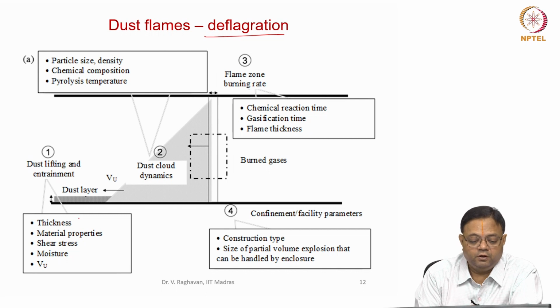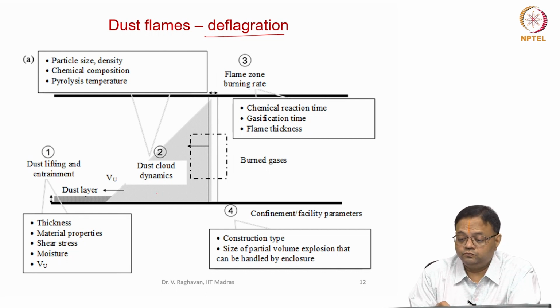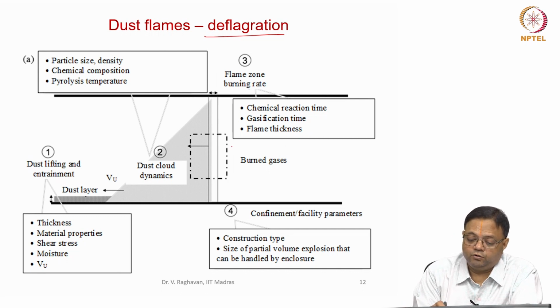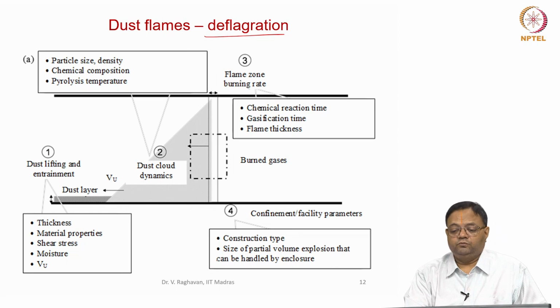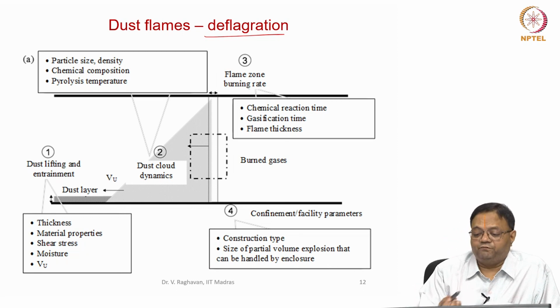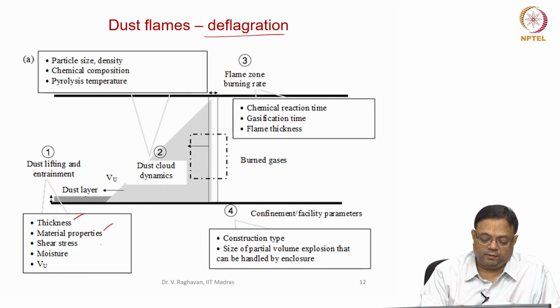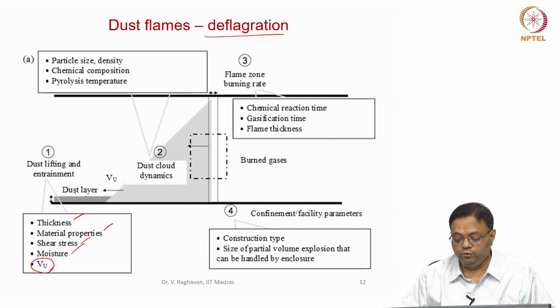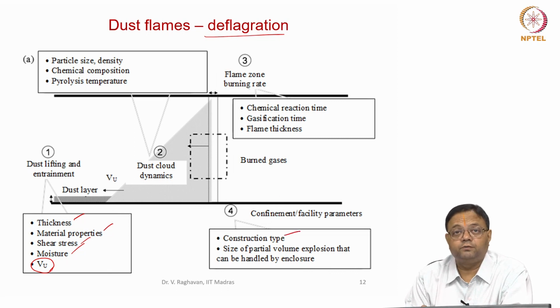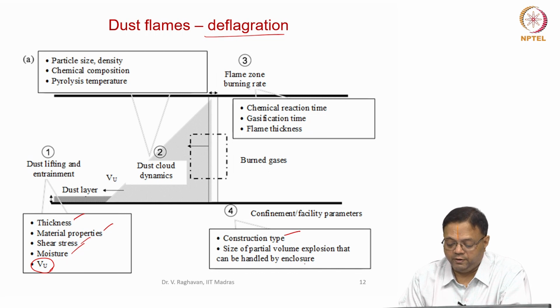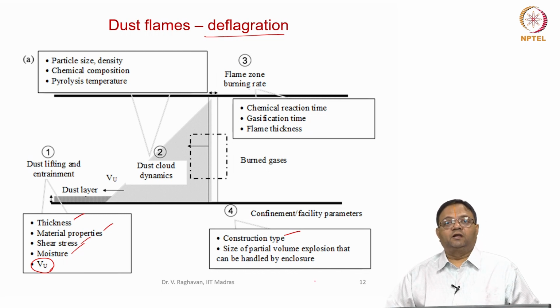So, here you can see that there is a dust layer and there is some flame which is coming into this dust layer, and the dust is lifted and entrained into the burnt gases. So, it may have some excess oxygen also. Now, several factors affect this: thickness of the dust, material properties, shear stress, moisture, and the velocity of the unburnt gas, VU. Now, coming to the confinement: construction type of the confinement, smooth surfaces, rough surfaces, etc. Then partial volume explosion that can be handled by the implosion. That means whether there is any pressure build-up as the combustion takes place, etc.